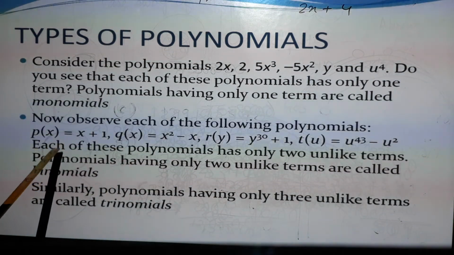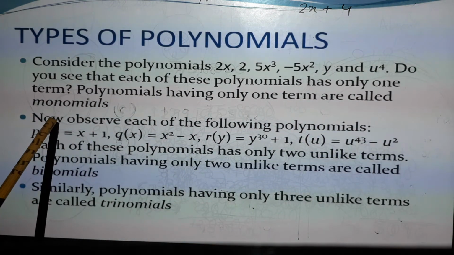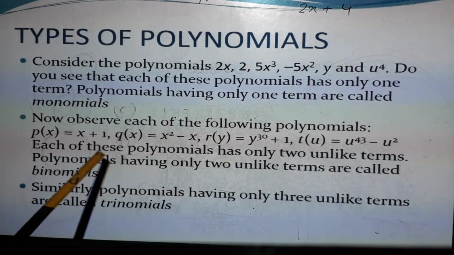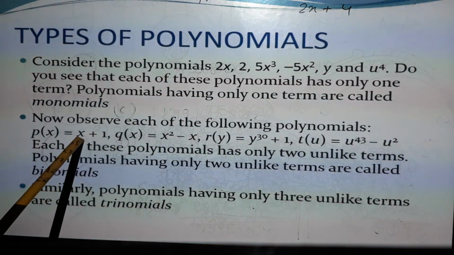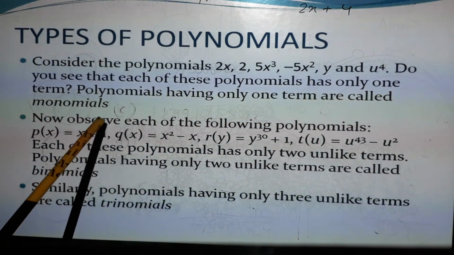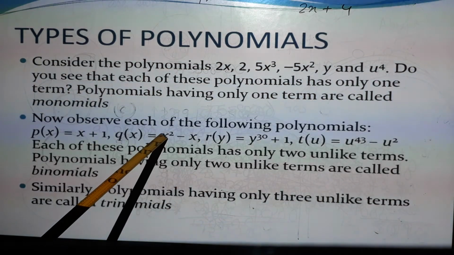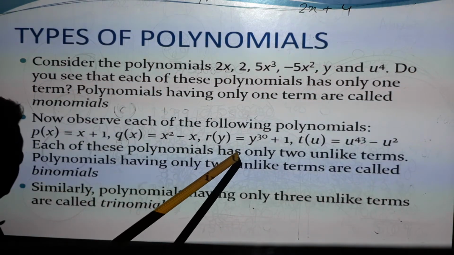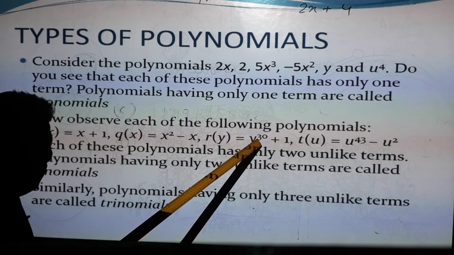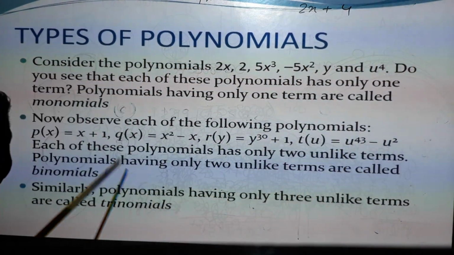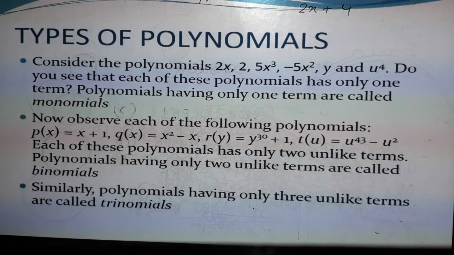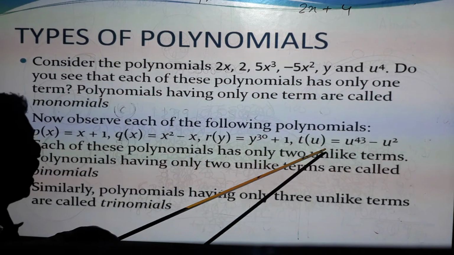Now observe each of the following polynomials. Here, p of x has how many terms? 1, 2. Then x plus 1, how many terms? 2 terms. And here also we have 2 terms. x squared minus x, 2 terms. Here y to the power 30 plus 1, 2 terms. Here also 2 terms. So this type of polynomial is called a binomial because it has 2 unlike terms.